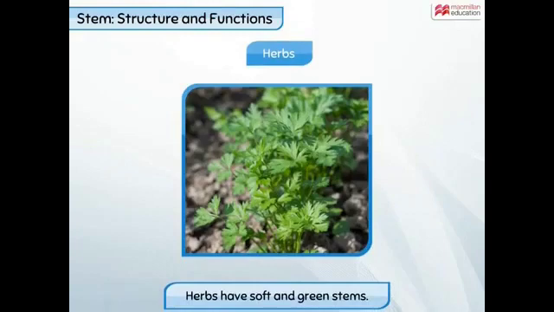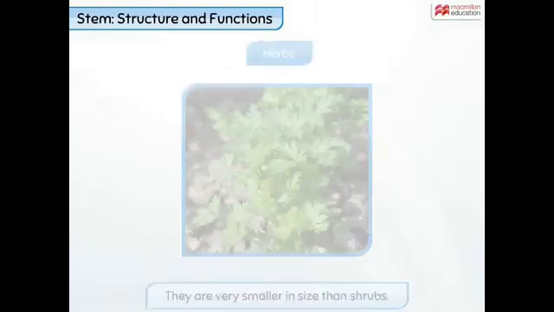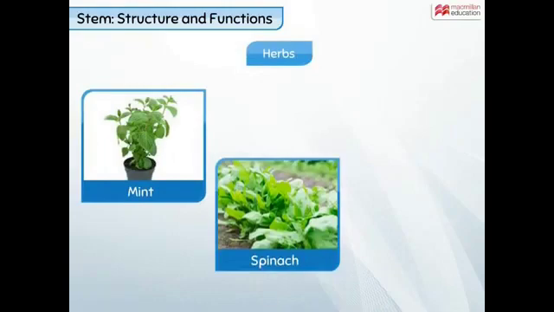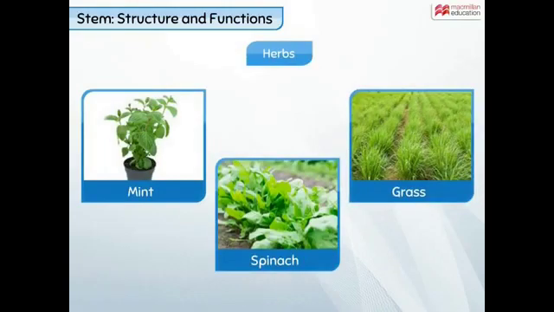Herbs are plants that have soft and green stems. As the stems of herbs are not very strong, these plants are often very small in size in comparison to shrubs. Mint, spinach and grass are examples of herbs.